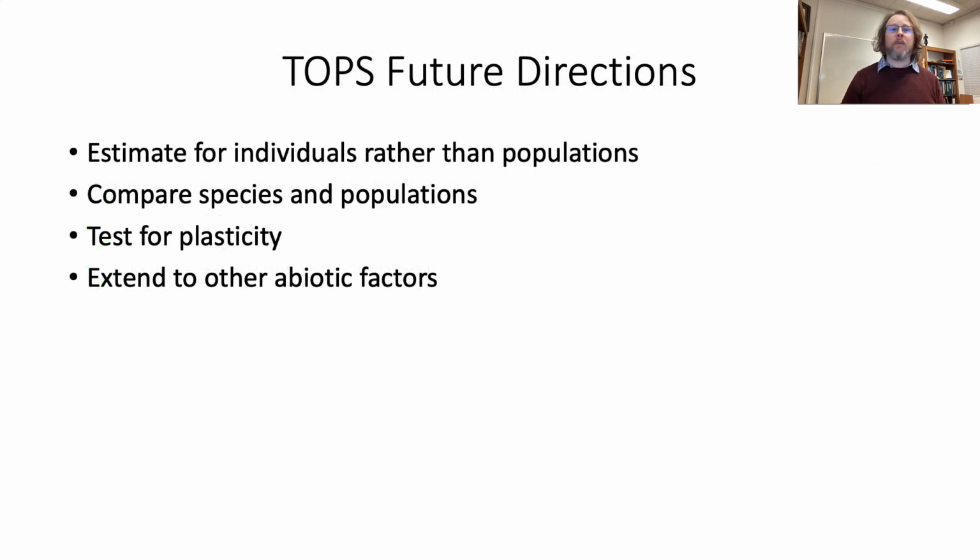Moving forward, we would like to expand on this TOPS framework. In particular, we would like to estimate TOPS for individuals rather than populations, as we did here. Once we can estimate it at the individual level, we should be able to compare gamma and tau statistically to understand variation in this physiology. We'd also like to be able to compare species and populations and test for plasticity. And then conceptually, this framework could be extended to include other abiotic factors, developing hypervolumes rather than just performance surfaces.